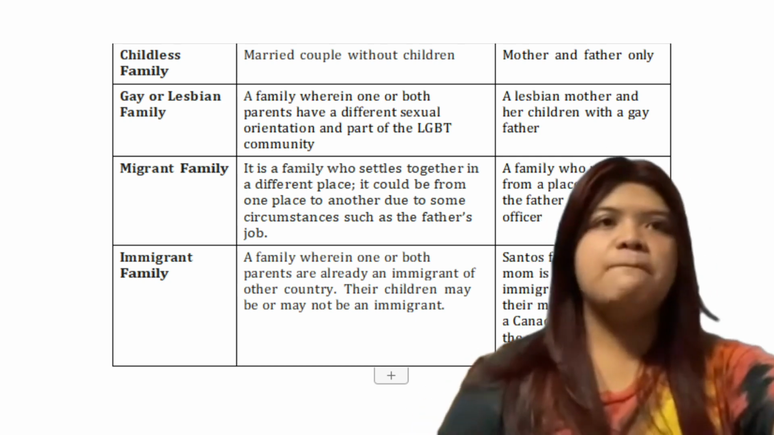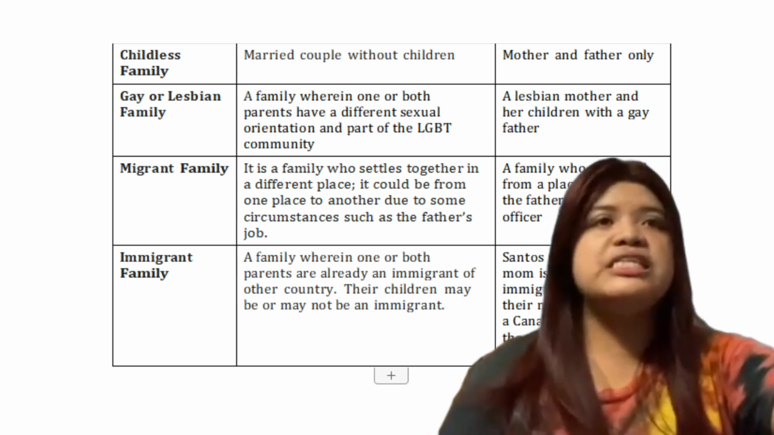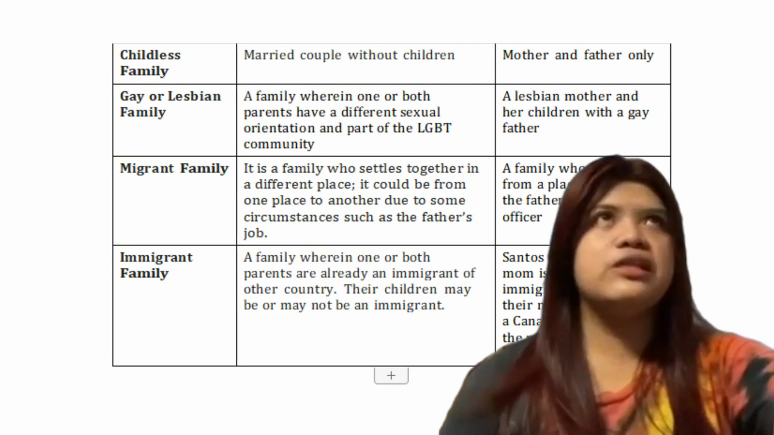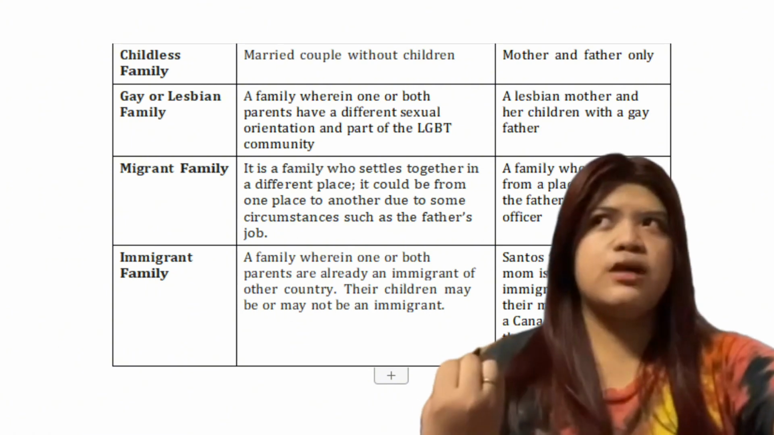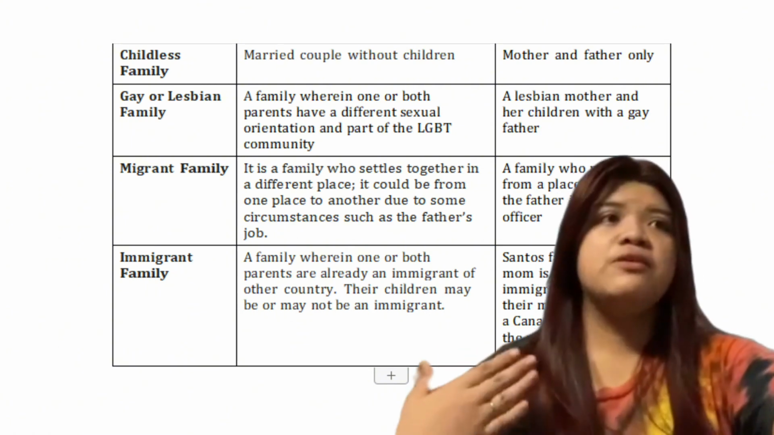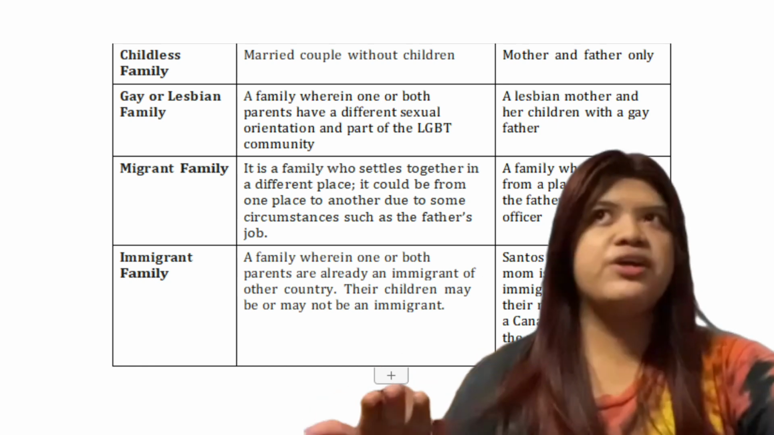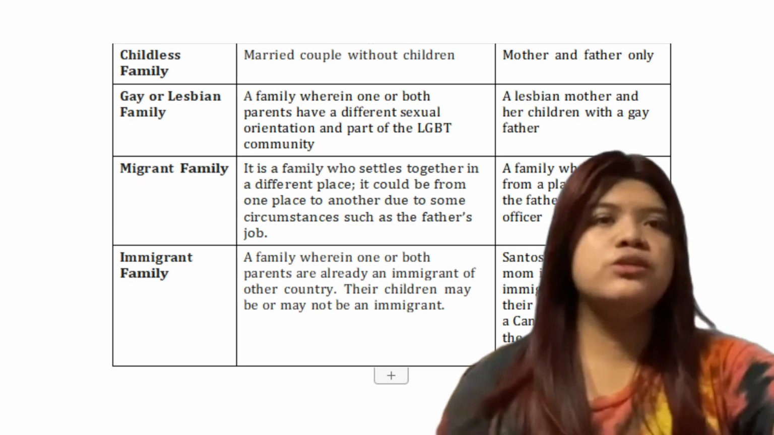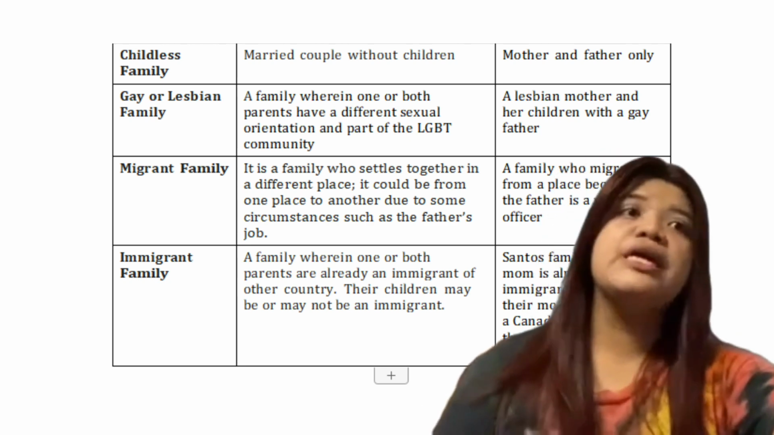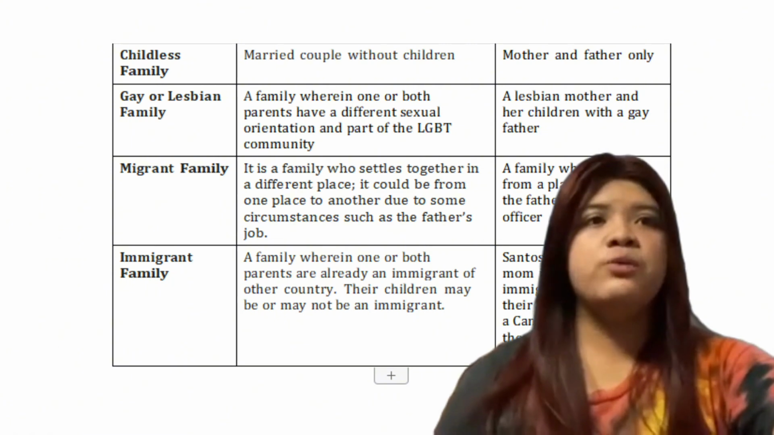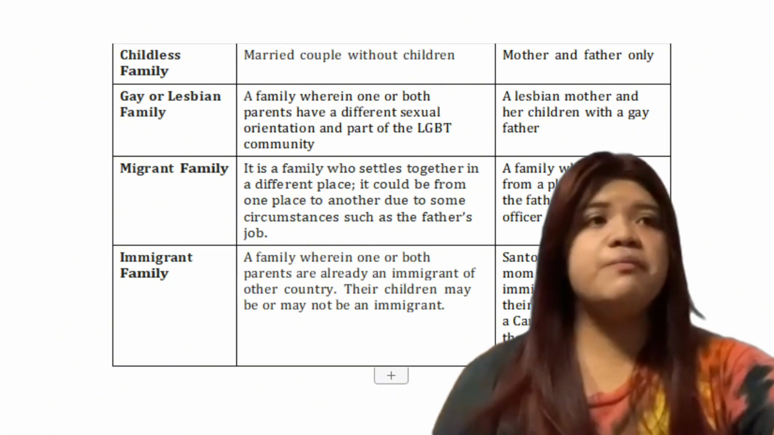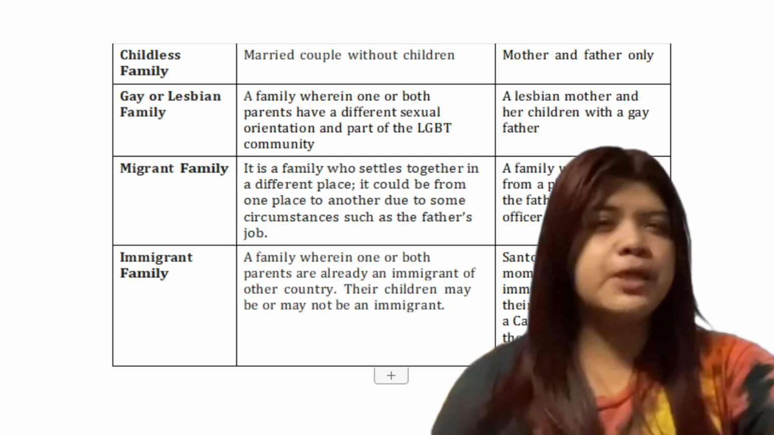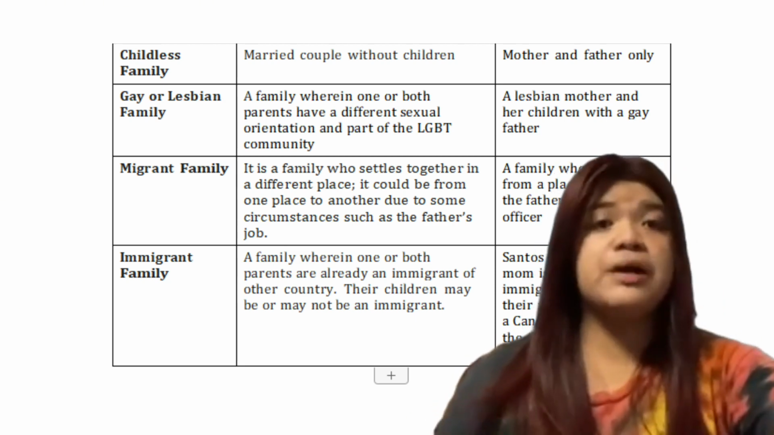The next one is the biracial or multiracial family. It is a family wherein parents are from different races. We have cases like that, like Phil-Am, which means you have a Filipino mother or father, and an American father or mother. The next one is the transracial adoptive family, a family where parents adopted a child of a different race. It consists of American parents who adopted Filipino children. That's what you call a transracial adoptive family.